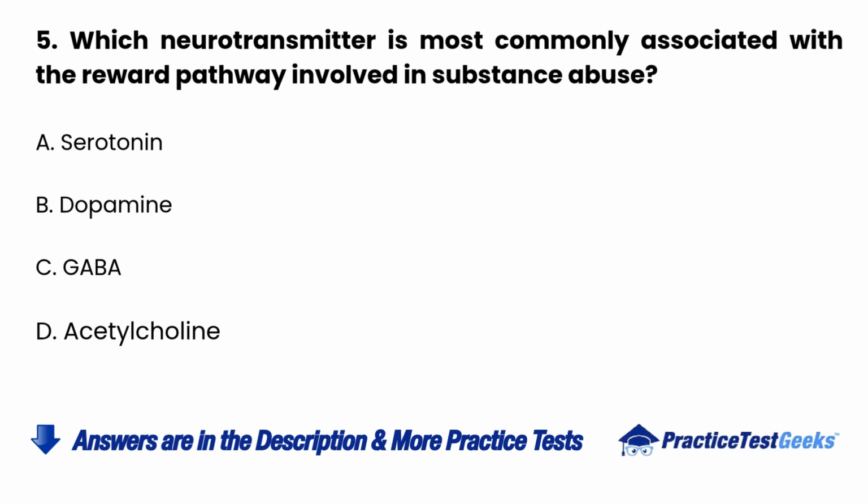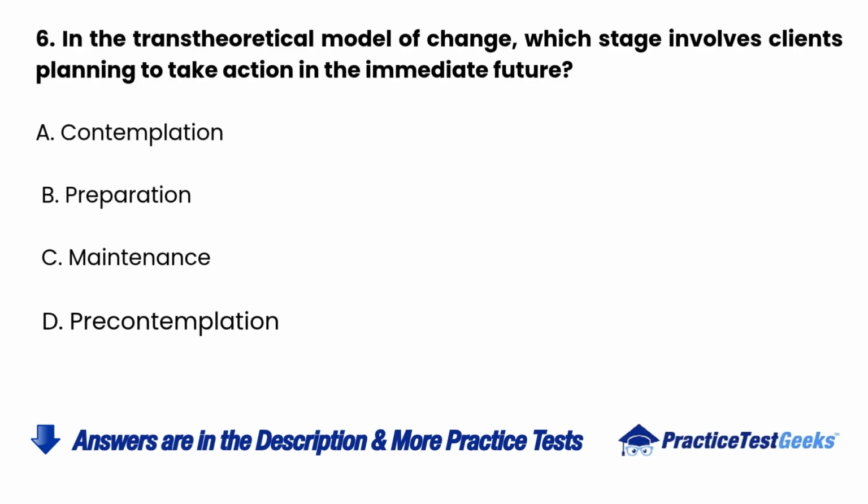5. Which neurotransmitter is most commonly associated with the reward pathway involved in substance abuse? A. Serotonin. B. Dopamine. C. GABA. D. Acetylcholine.